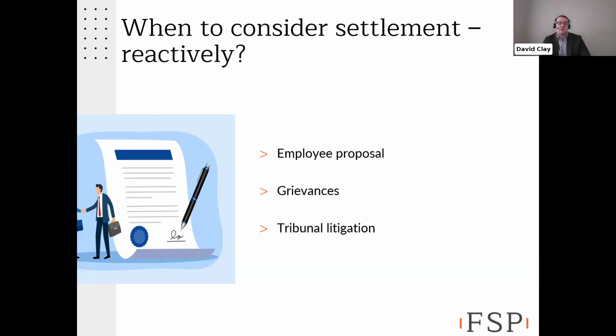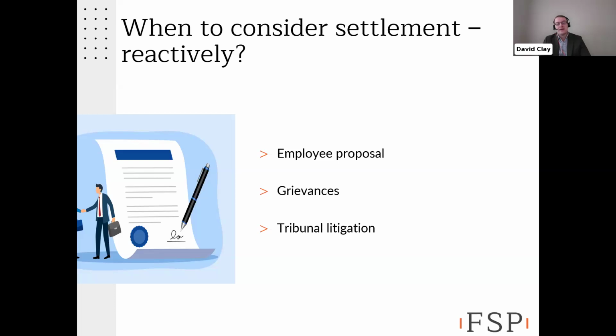And you can have a relatively amicable discussion, but you just want to use a settlement agreement to dot the I's and cross the T's, make sure there's no loose ends, and deal with it in that way. However, obviously, that's probably in the minority when it comes to employees coming to you asking for settlements. A lot of the time, that's going to be in the context of having submitted a grievance.